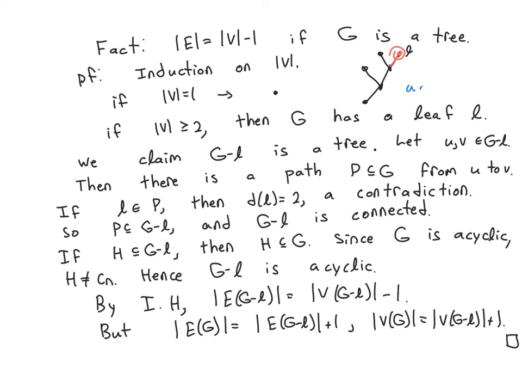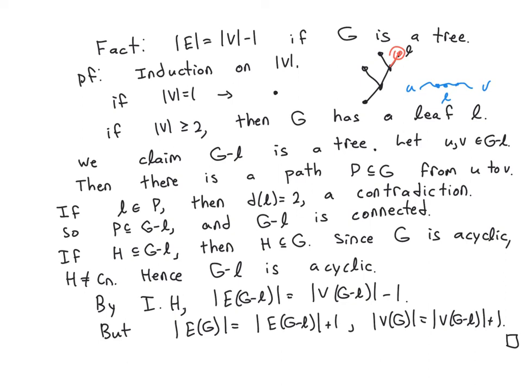Suppose your path used the leaf. Well, vertices on paths have to be distinct. And since L is not in this deleted graph, L has to be a midpoint on the path. And so then we see that the degree of L is at least 2, which contradicts the definition of leaf. So the result is that L couldn't have been on the path, which means that the path is actually in the deleted subgraph. Therefore, between any 2 vertices in G minus L, there is in fact a path in G minus L between them. So G minus L is connected.